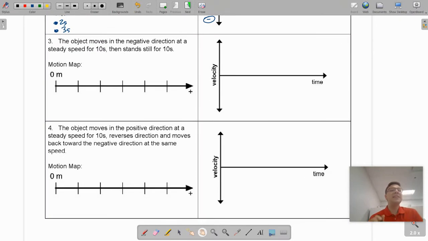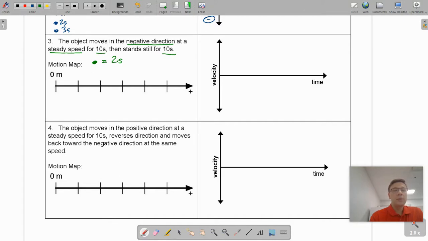The object moves in the negative direction, so now it's telling us some other things here. So negative direction at a steady or constant speed for 10 seconds, and then it holds still for 10 seconds. Now, because that's a lot of dots to put on here, 10, that would be 20 dots. What I'm going to do for this one is I'm going to say that each dot represents a 2-second time interval on this graph. So we normally just do 1 second per dot, but we'll do 2 seconds for this one just so there's not a billion things on here.